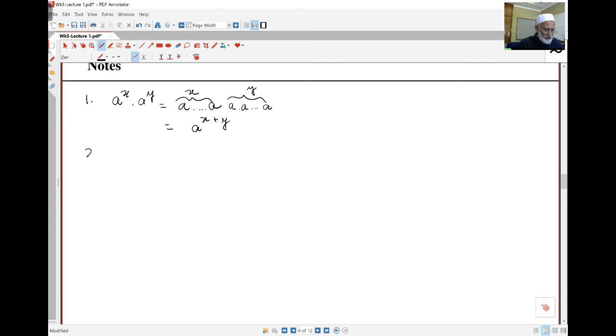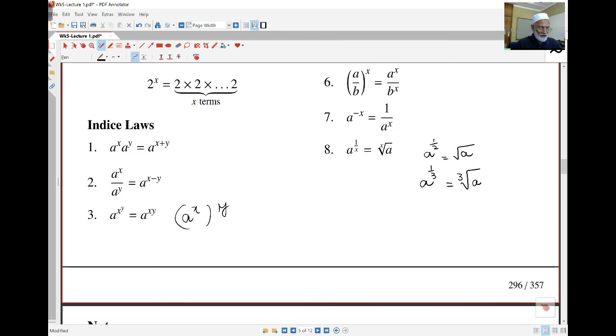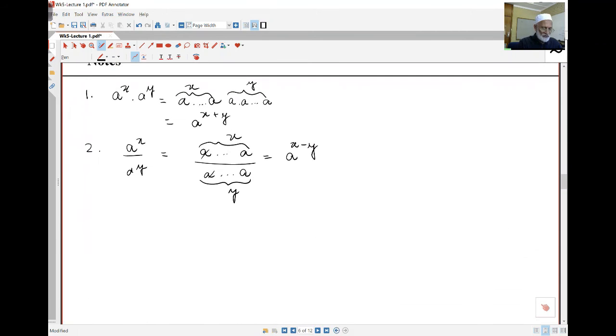The second rule here is a to the x divided by a to the y. Similarly, if I take a look at a to the x divided by a to the y, then I'm going to have x lots of a over there, all over y lots of a over there. If I cancel them off one by one, what I'm left with is the difference between those. So I have altogether x minus y a's left, because I cancel y of those from the top.